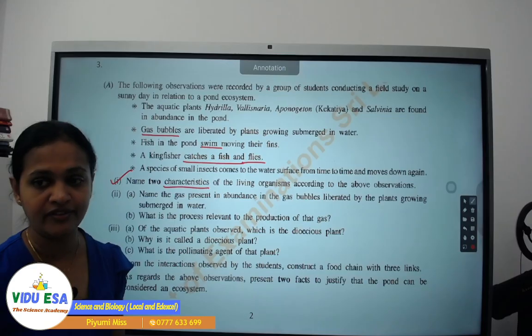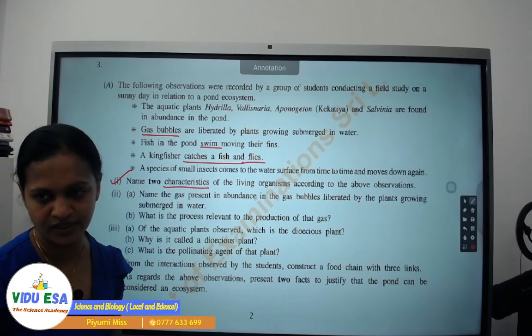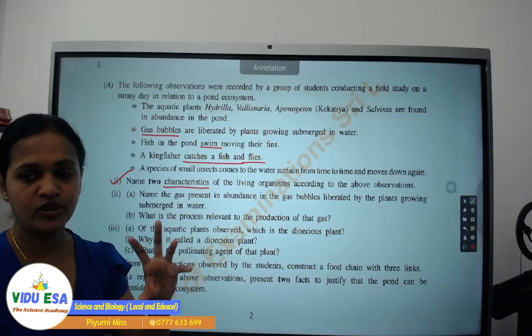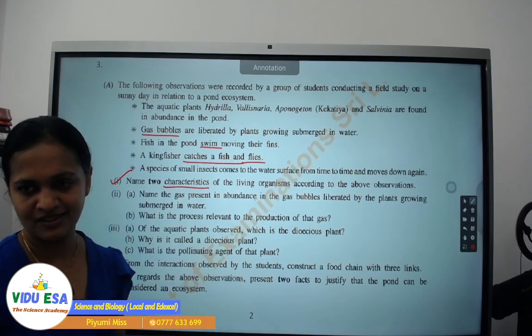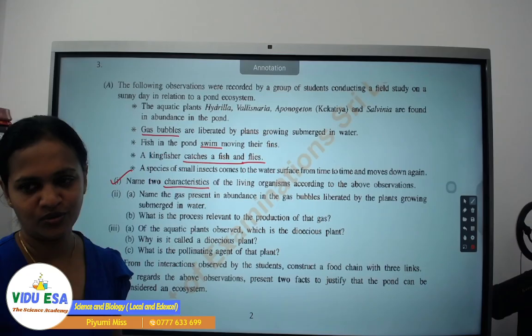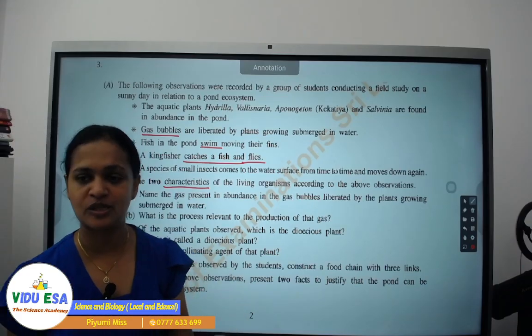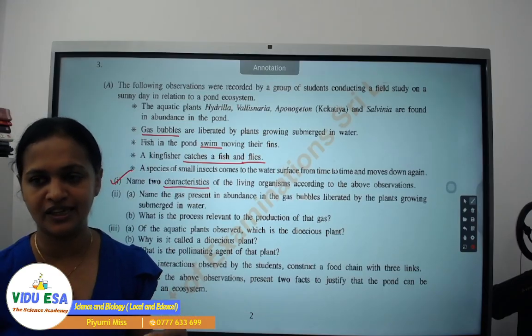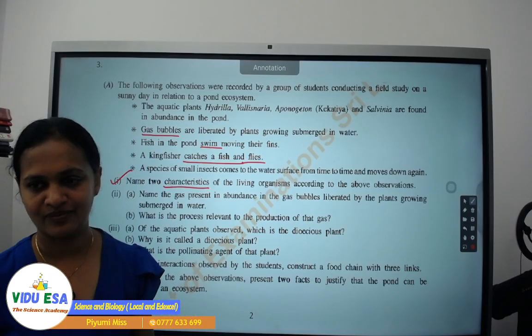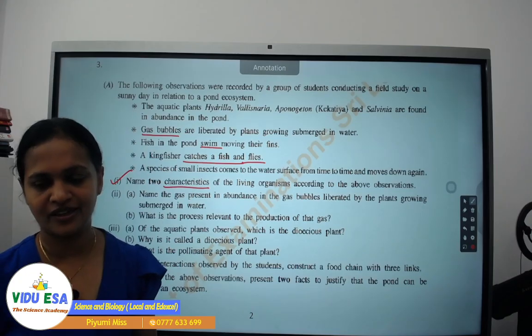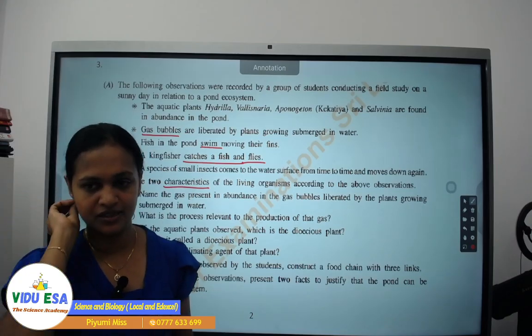Not locomotion. The living characteristic is movement. Organisms show movements. No marks for locomotion. The animals show a special type of movement, that is locomotion. So the common characteristic is movement, right?